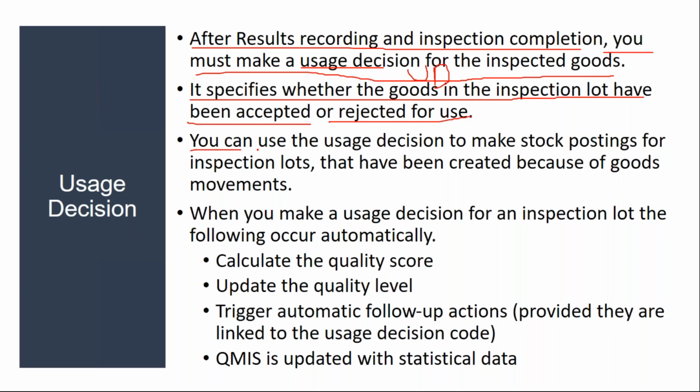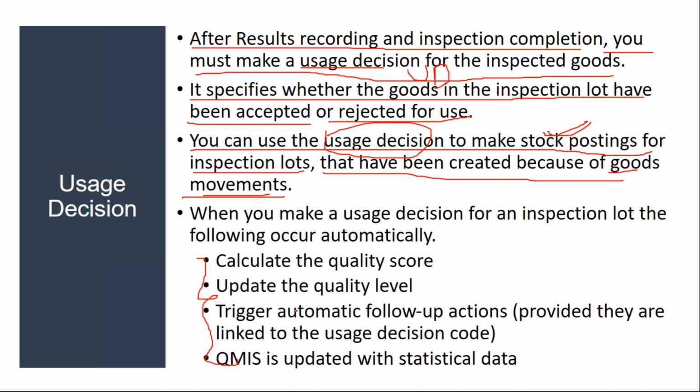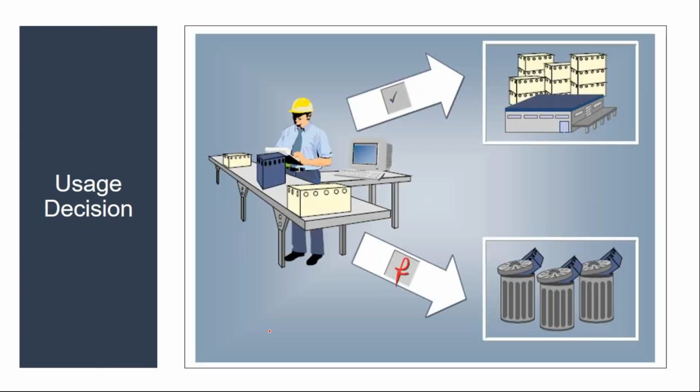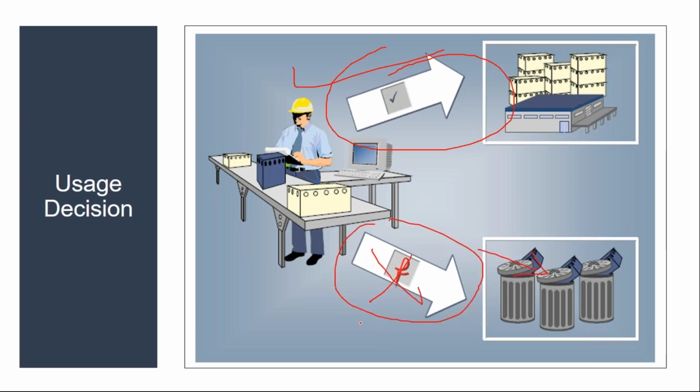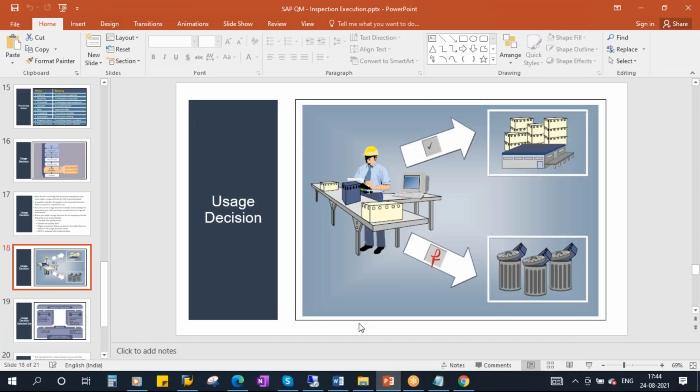You can use the usage decision to make stock postings for inspection lots that have been created because of goods movement. So after the UD, you can do stock posting also, provided that lot has been created because of a goods movement. When you do UD, you can do certain activities, I will explain in a minute. Basically UD means overall you are accepting the lot quantity, or you are saying it is rejected. That means it is moved to blocked stock. So that is the UD.